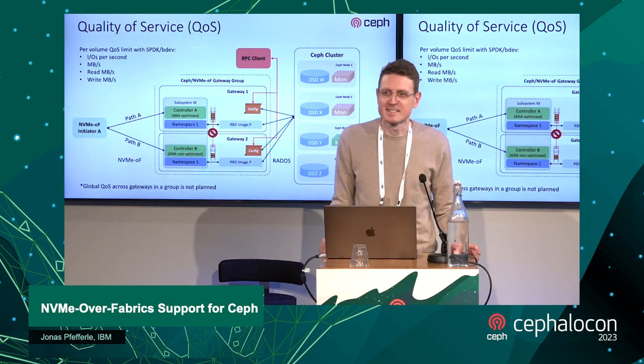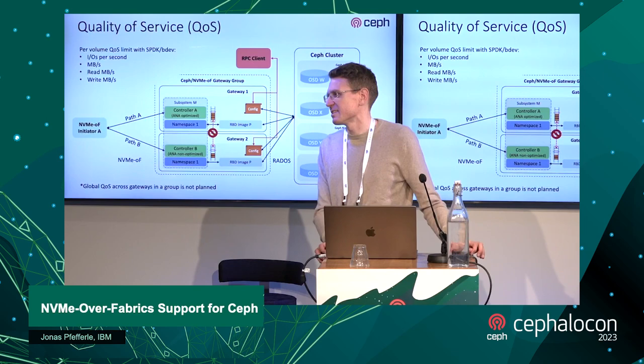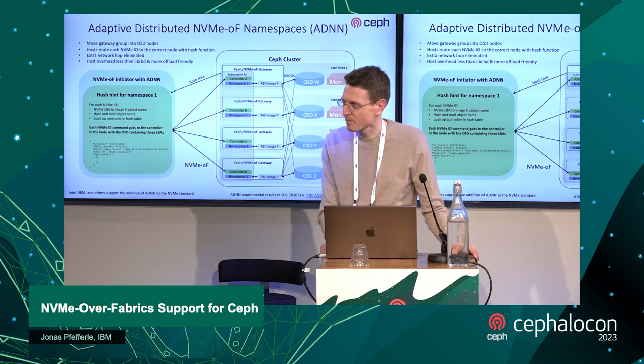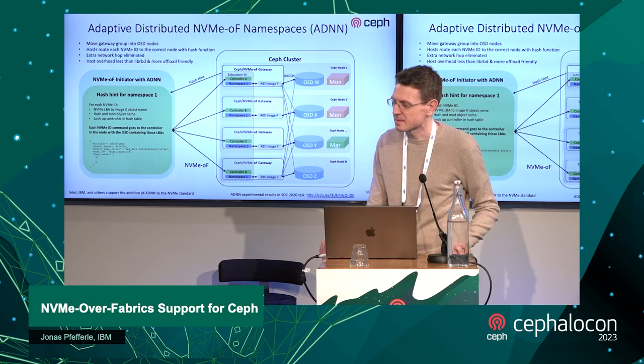You talked a little bit about possibly abstracting the gateway back to the OSD node itself, to make it more similar to a native client. Do you have any idea how much extra latency that would reduce overall?